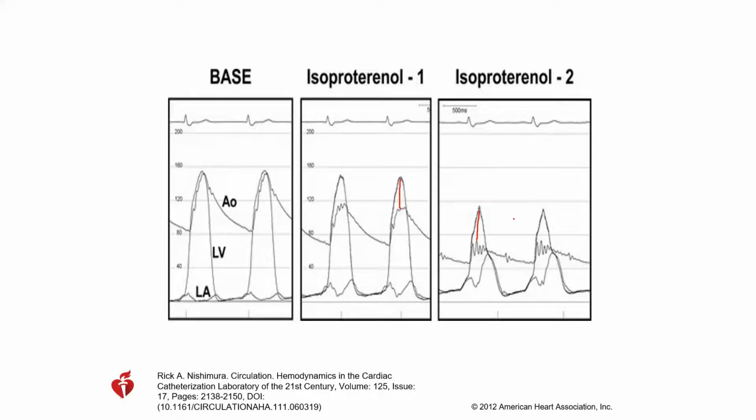So in HOCM, you can have a resting gradient. Sometimes you don't, and you need to provoke it and see, if the patient is symptomatic. If the patient is symptomatic but you fail to elicit a high gradient during the resting echo study, you might do exercise echo, or exercise or pharmacological stress cath-based hemodynamics to elicit or provoke high gradients. Okay? You can do that.